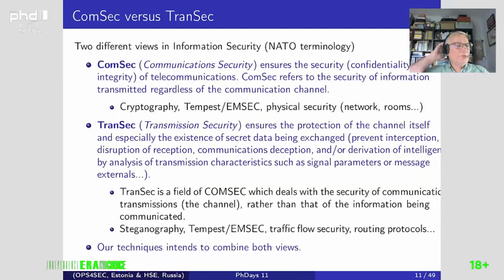It means that we want to protect the existence of a secret communication, and then protect the channel. And in this respect, the most known, the most famous technique is steganography, but you can also consider electromagnetic security, traffic flow security, routing protocol, and so on. In this study, we have combined both. We want to protect the information, but also the channel itself. It means that any defender cannot see or guess that data exfiltration currently takes place.